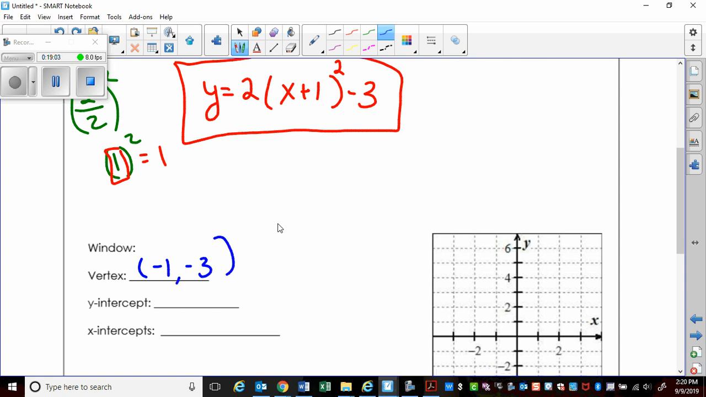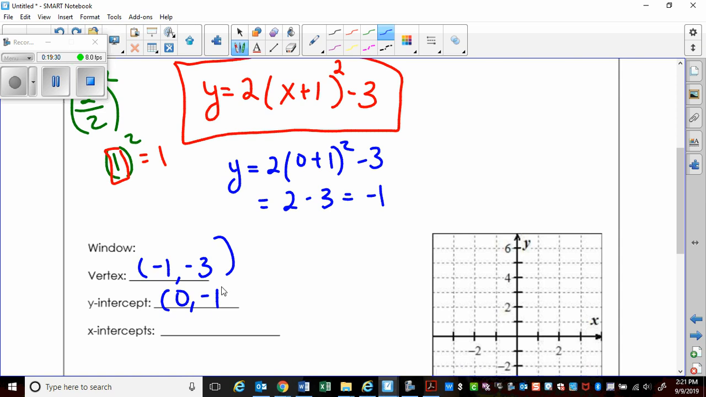And my y-intercept is when you substitute 0 in for your x value. So y equals 2 times (0 plus 1) squared minus 3. 0 plus 1 is 1, squared is 1. 2 times 1 is 2, minus 3 is negative 1. So it is touching my y-axis at negative 1. I substituted in 0, and I got negative 1.